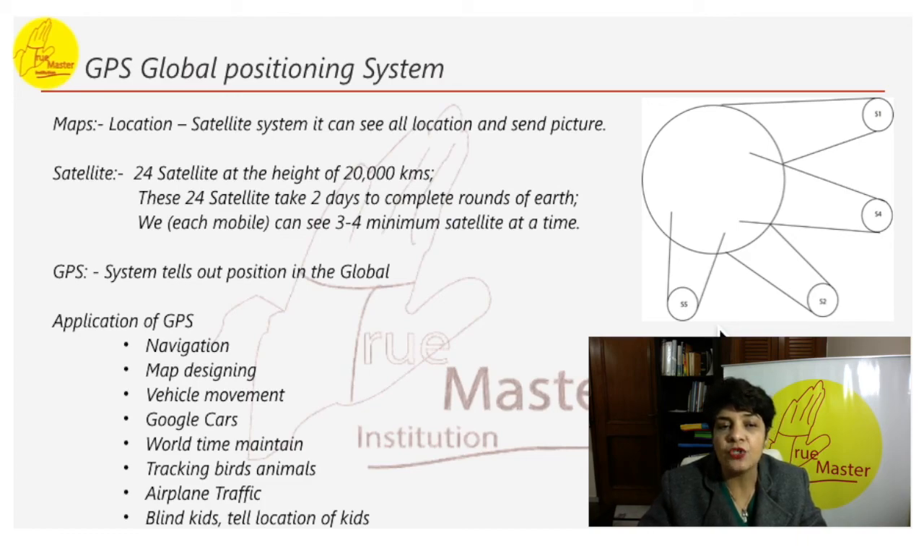So applications of GPS are navigation. Where is it used? For navigation, you must have seen it in cars, in Google Maps. So map designing, vehicle movement, worldwide maintenance. Even in cars which are driverless, or airplanes which are trafficless, these are all used here. Even sometimes by blind kids, to tell them their location, this is used.